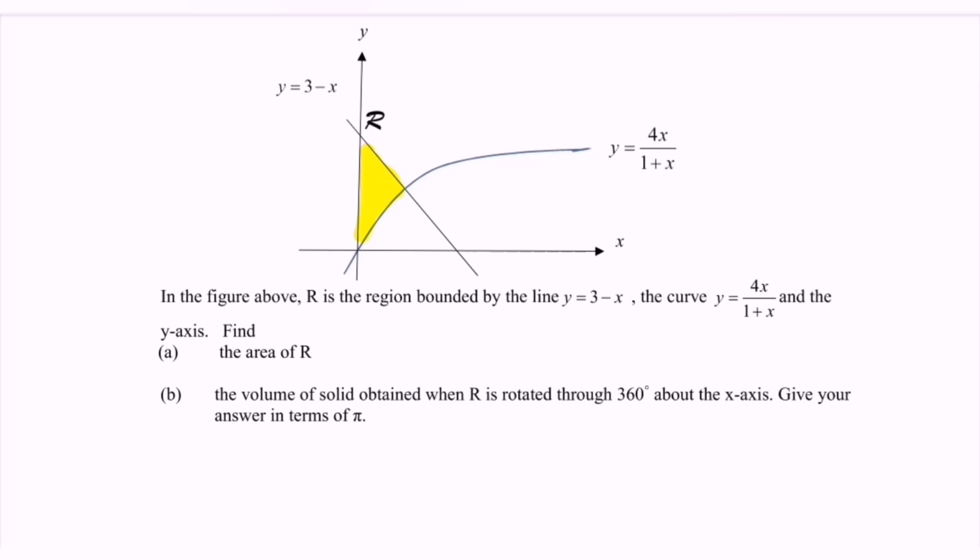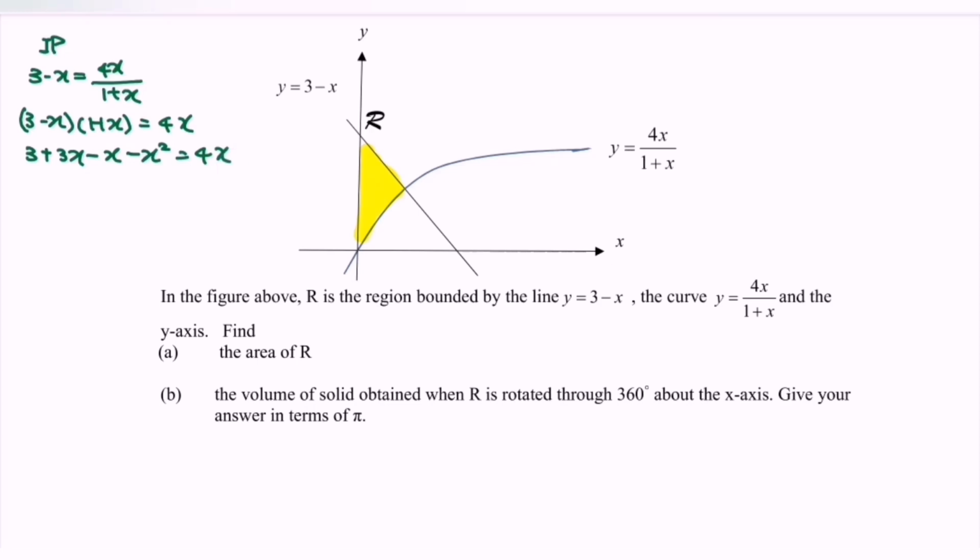First, what we have to do is find the intersection point. So when we have the two functions, 3 minus x is equal to 4x over 1 plus x. So kindly cross multiply. So 3 minus x multiplied with 1 plus x is equal to 4x. Kindly expand: 3 plus 3x minus x squared equals 4x.